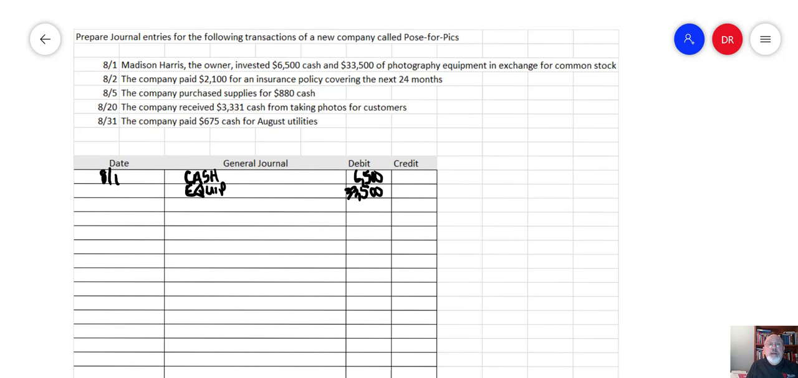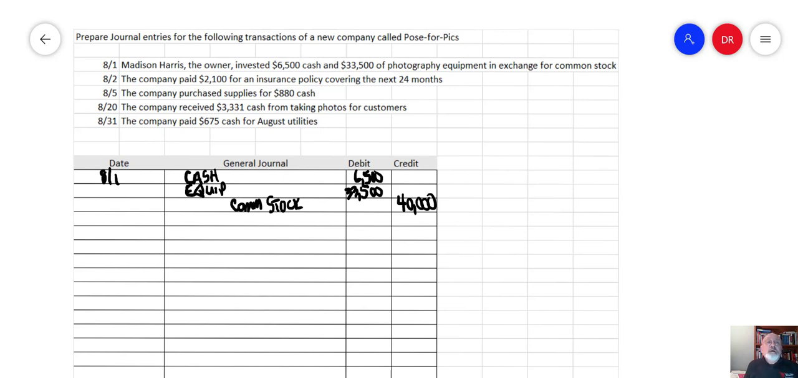And our credit then, whatever you have in debits, you have to equal in credits. So the credit here will be to common stock, because the owner will receive stock in exchange for those contributions. All right.